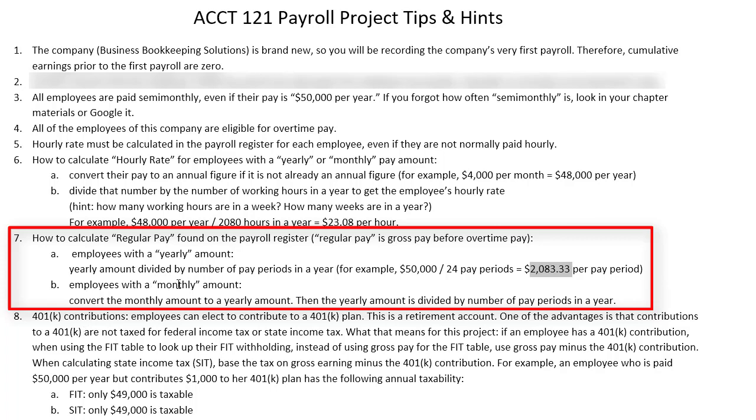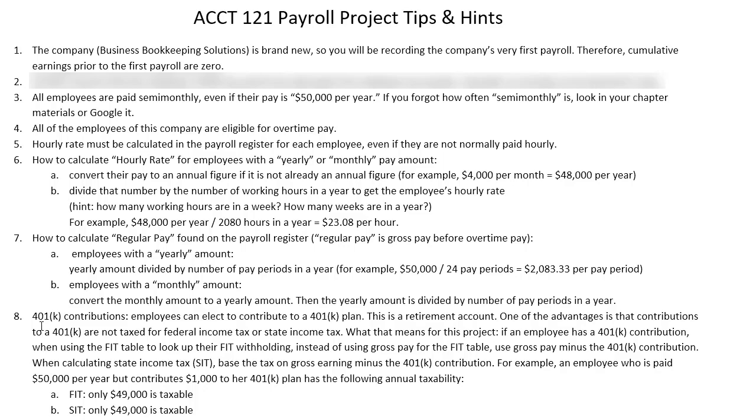Okay, that's what you do if an employee has a yearly amount. Well, what if the employee has a monthly amount? Well, you have to convert the monthly amount to a yearly amount first, just like we did up here. So the person that gets paid $4,000 a month, convert that to a yearly rate. So that's 12 months times 4,000 gives us $48,000 a year. And then to figure out the regular pay per pay period, you would divide the $48,000 by the 24 pay periods.